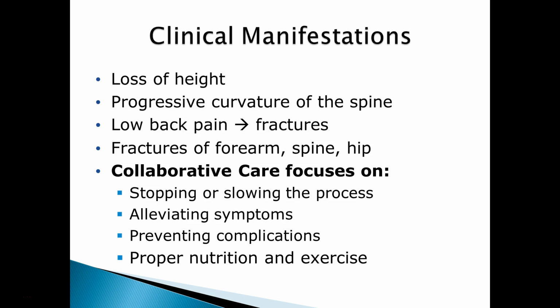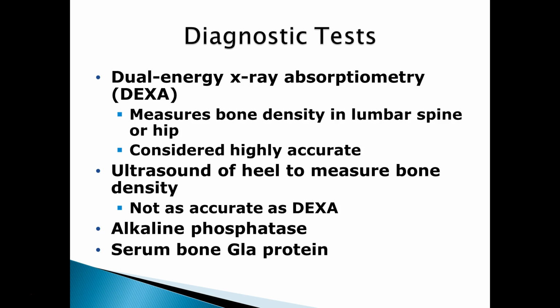osteoporosis. This is how the patient appears as they develop osteoporosis: loss of height, progressive curvature of the spine, low back pain, fractures of the forearm, spine, and hip. And the collaborative care focuses on stopping or slowing down the process, alleviating the symptoms, preventing complications, and providing proper nutrition and teaching about the necessary exercise needed to prevent or slow down the process of osteoporosis.